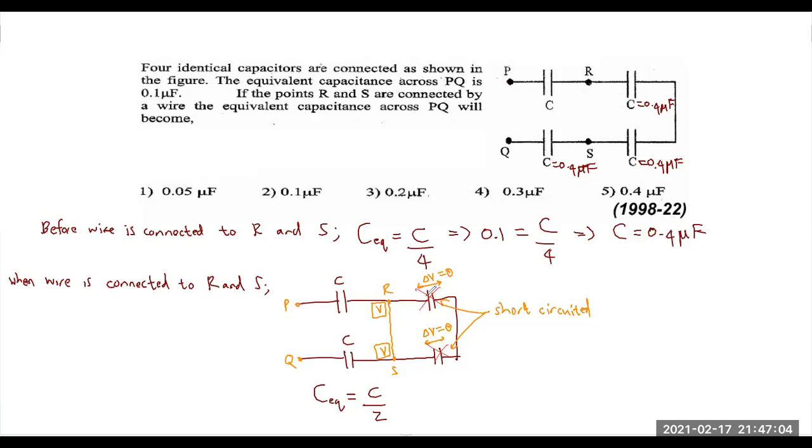You put a wire, then these will not work because current will only flow through this, right? This will not work. Therefore, C, I think we found C already. It's 0.4. So 0.4 divided by 2. Final answer is 0.2 microfarad. Therefore, the answer is the third. That is how we have to approach short-circuited capacitors. And then the second type, it's called a Wheatstone bridge.